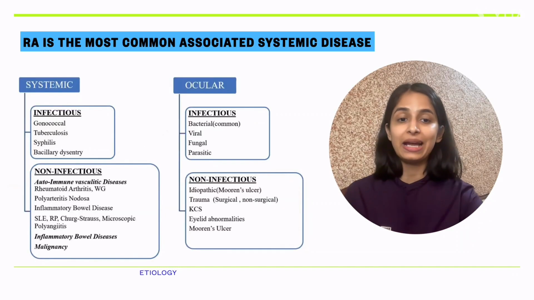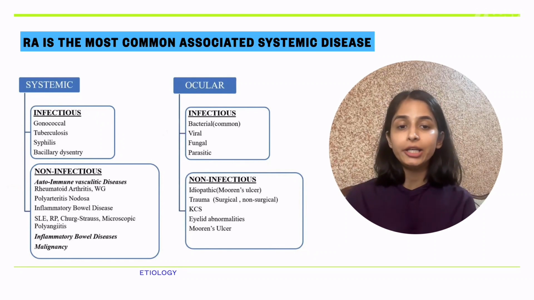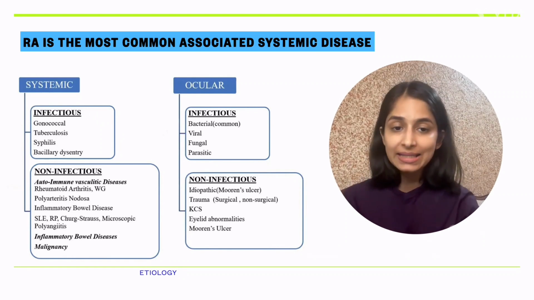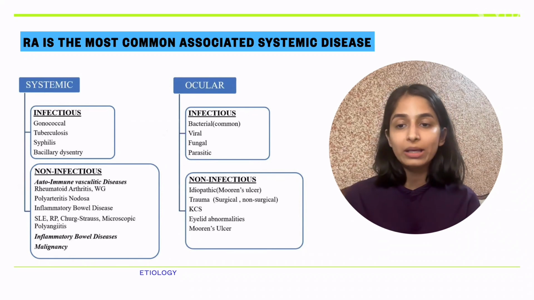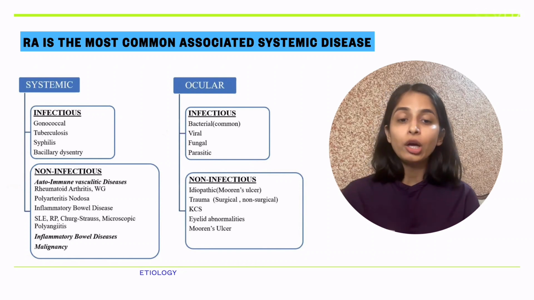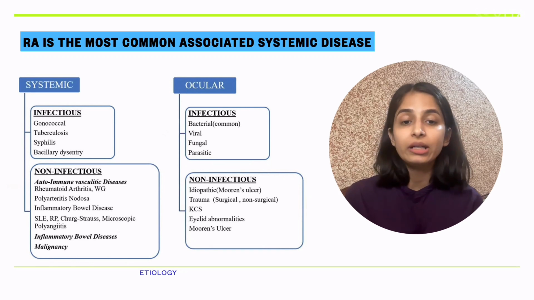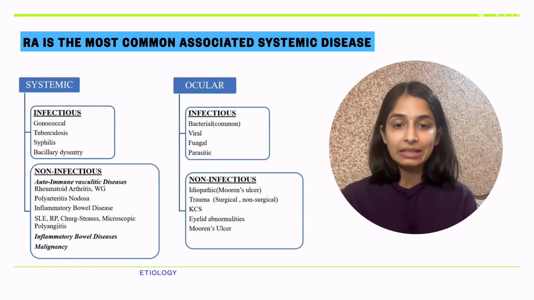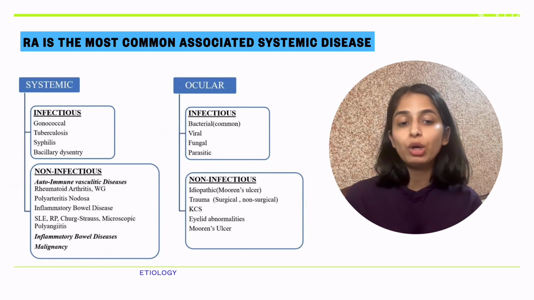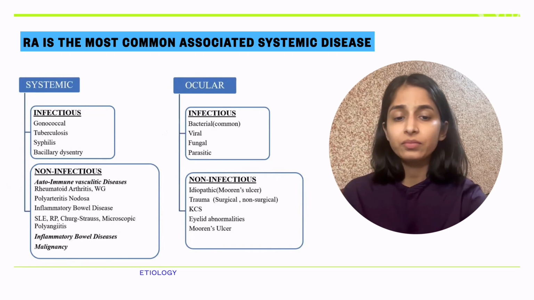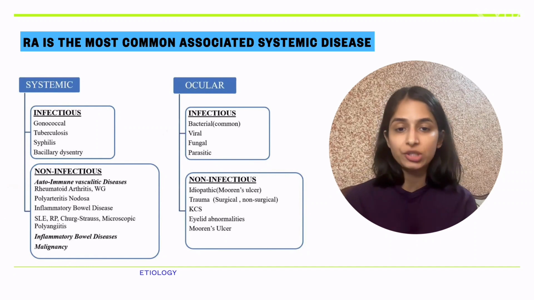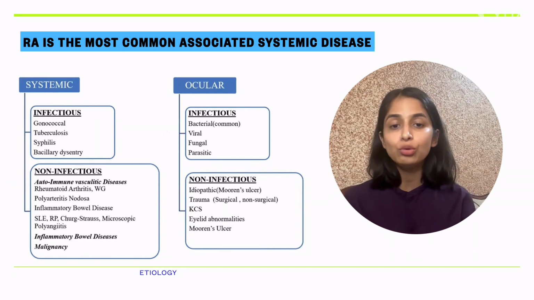Now, this slide summarizes the etiology of PUK, which is divided into systemic and ocular causes. On the systemic side, the causes are divided into infectious and non-infectious. Infectious causes include gonococcal infection, tuberculosis, or syphilis. The non-infectious includes mainly autoimmune vasculitic diseases. Most important is rheumatoid arthritis. It is very important to remember that rheumatoid arthritis is the most common systemic association of PUK. Also granulomatosis with polyangiitis, polyarteritis nodosa, SLE, and other collagen vascular diseases. These conditions cause immune complex deposition and vasculitis at the limbus, leading to stromal melting.